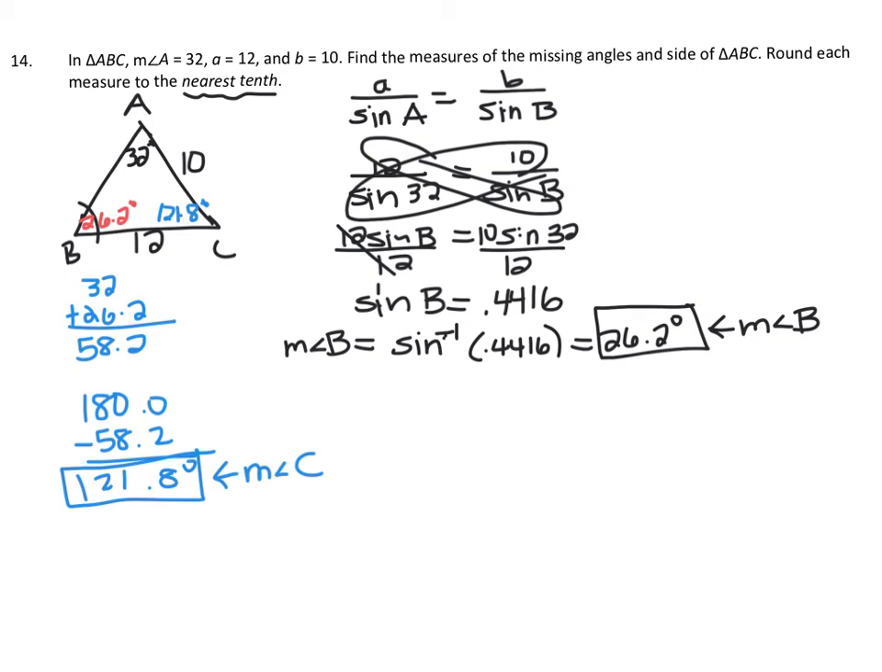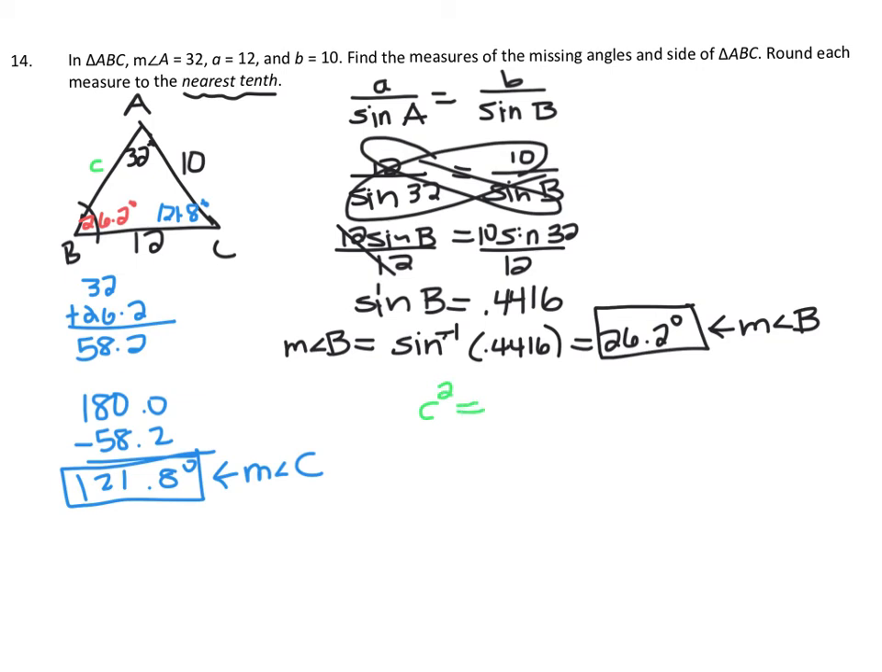I'm actually going to do law of cosines just to kind of change it up because we already have a law of sines right here. All right, so if you wanted to do law of cosines, right, we're looking for little c. So if we're looking for little c, the c squared is what's going to go by itself on the left-hand side of the equation.